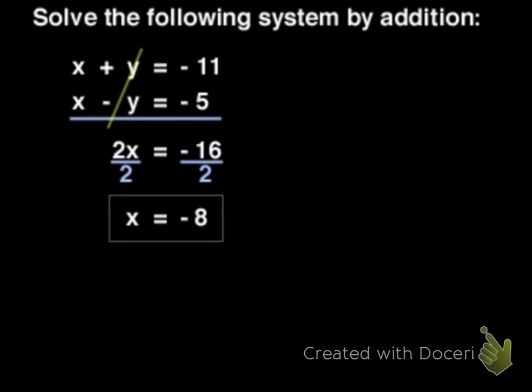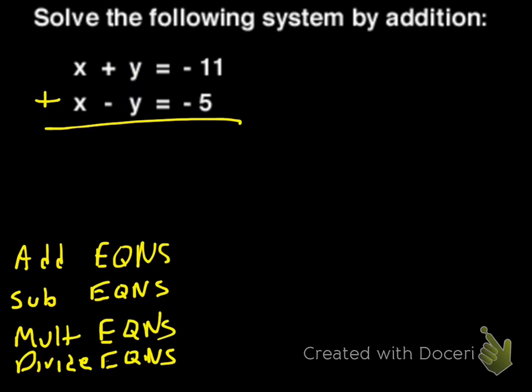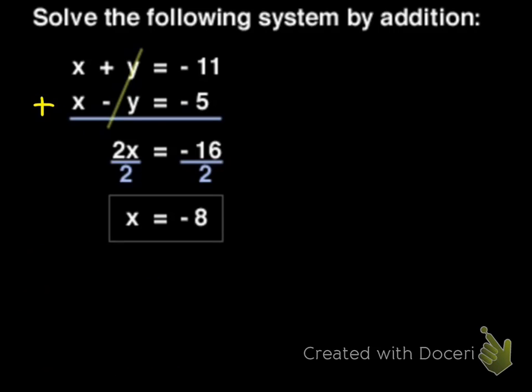After I add these two together, let me put the plus in here so you guys can see. x plus x equals 2x, and now I can solve for x. And the y's canceled. Going back to the other side: 2x, the plus y and minus y cancel, and then we have equals negative 16. Then we solve that, and x equals negative 8.